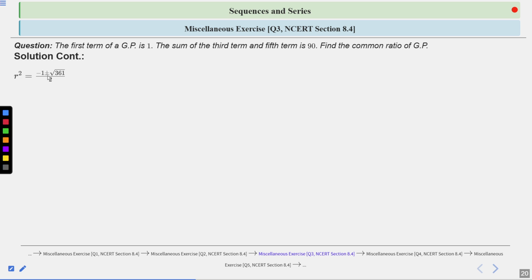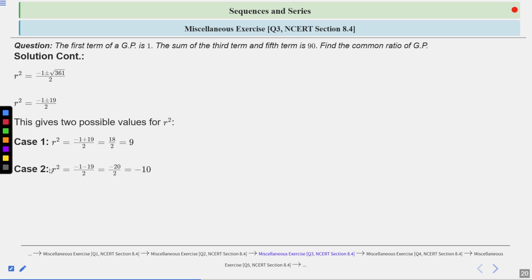So r square equal to (-1 ± square root of 361) divided by 2. r square equal to (-1 ± 19) divided by 2. So this gives two possible values of r square. When we take the positive sign, the value of r square equal to (-1 + 19) divided by 2, equal to 18 divided by 2. This is equal to 9.